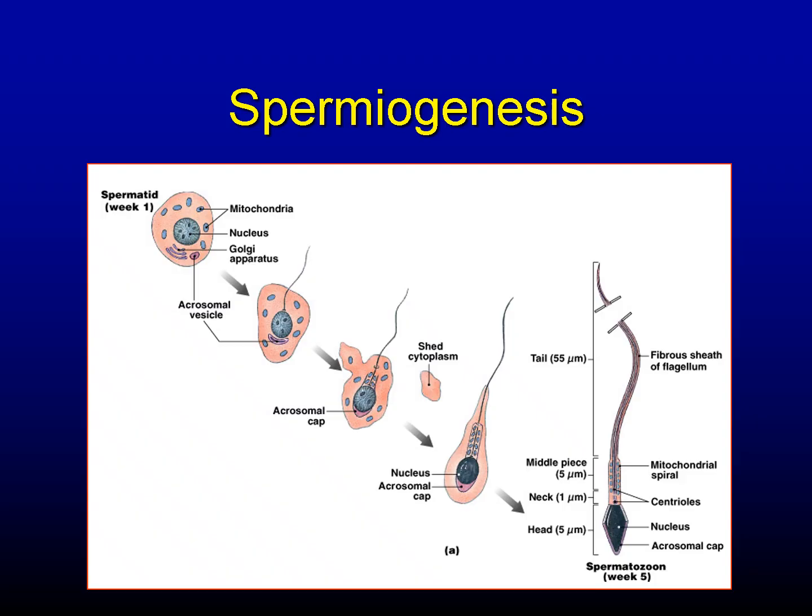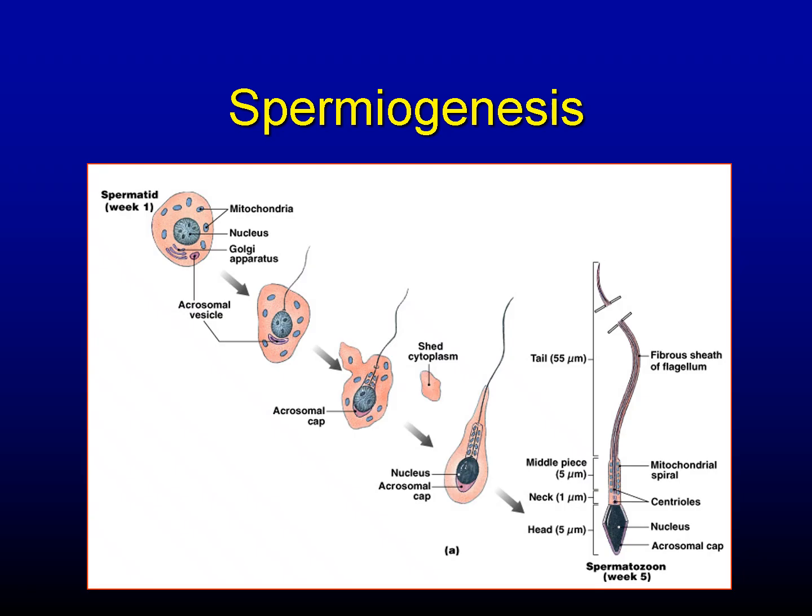The Golgi apparatus produces hydrolytic enzymes necessary to break down the oocyte's membrane and forms the acrosomal vesicle. Meanwhile, cytoplasm is being shed and reorganized. The nucleus condenses and the acrosomal cap moves to the region that will become the head of the sperm. The mitochondria reorganize and form a spiral around the base of the tail. The tail is a flagellum, and the mitochondria supply the energy that propels the tail.